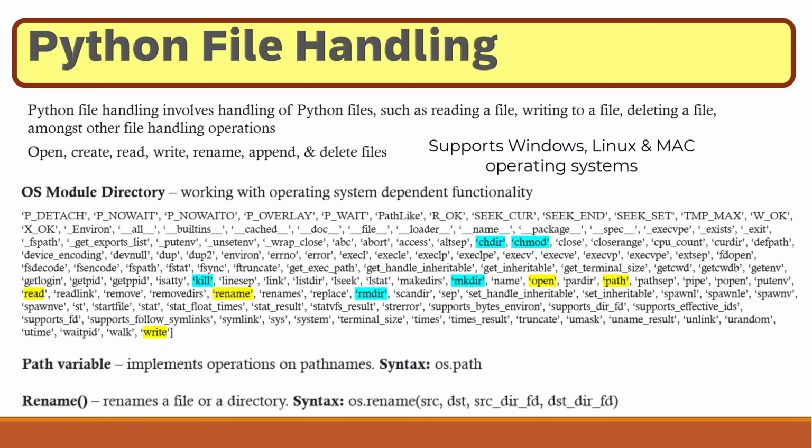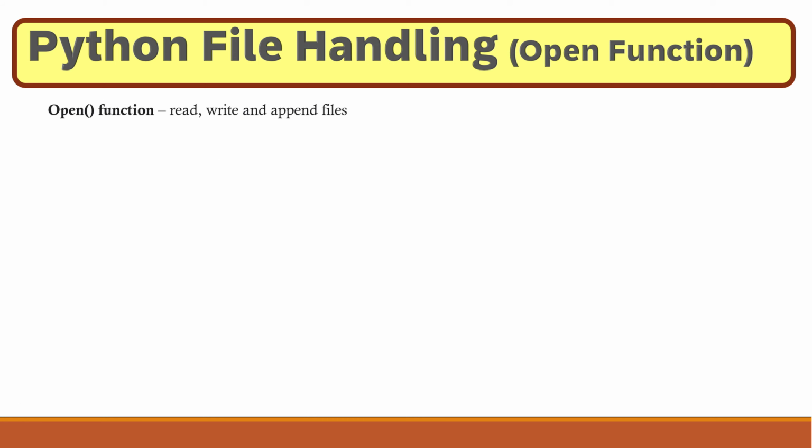So here we are. The path variable implements operations on path names, and the syntax is os.path. And then there's rename, which renames a file or a directory, and the syntax is os.rename. And then you would use the source and destination files, or if it's a folder, a directory, you would use source_dir_fd and dst_dir_fd. So you would need a source and a destination, the original file or folder, and what you are changing it to, the destination.